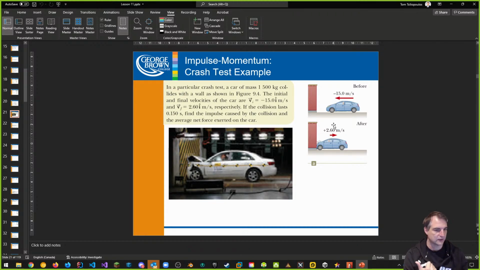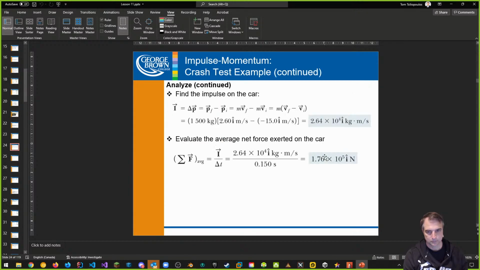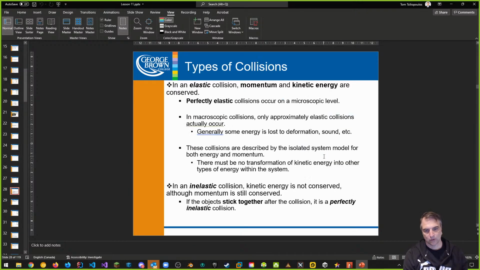That's what kinetic energy is. You can clearly see that there's less velocity, so therefore kinetic energy is less. What happened to the other energy? It was absorbed, or it was converted into sound or heat or smoke or other kinds of things. That's why it's an inelastic collision. So it's not conserved, and if the objects stick together after the collision, it is perfectly inelastic.